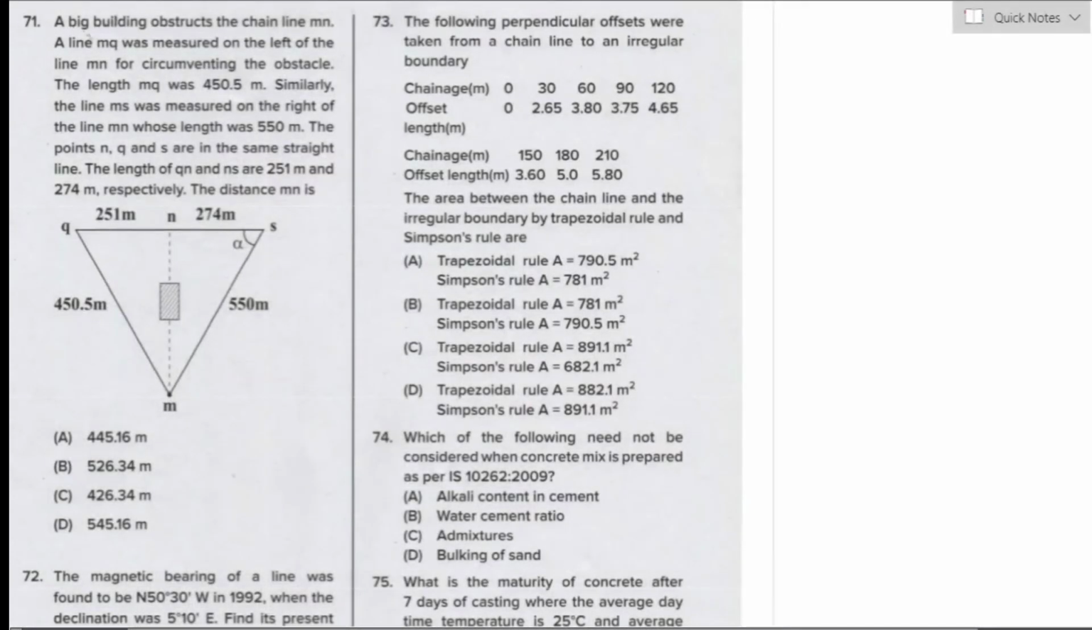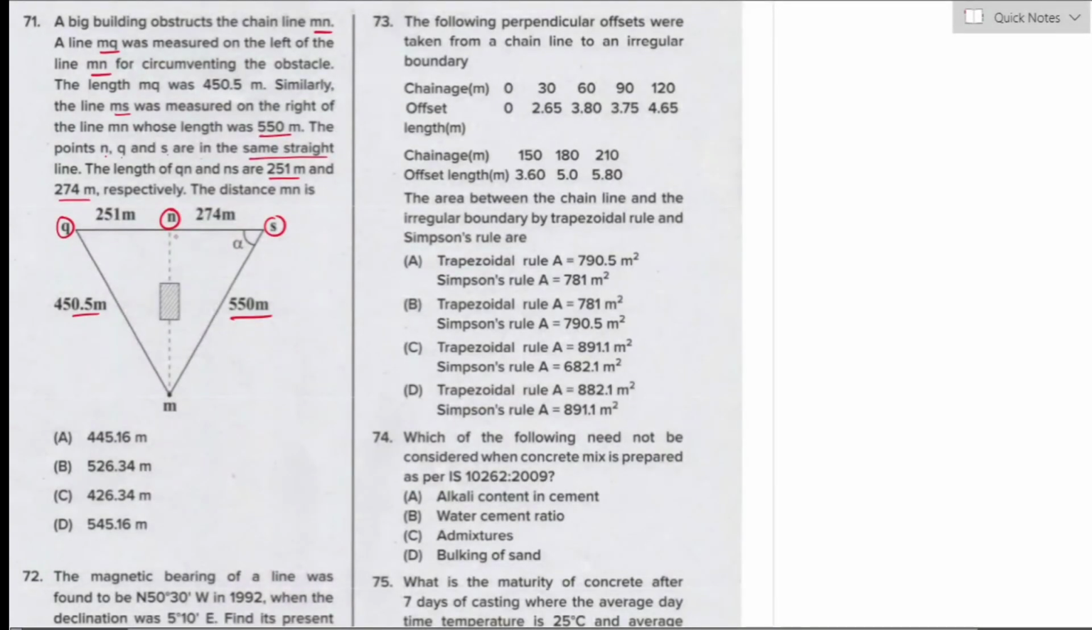Question number 71. A big building obstructs the chain line MN. A line MQ was measured on the left side of the line MN. For circumventing the obstacle, the length MQ was 450.5 meter. Similarly, the line MS was measured on the right side of the line MN, whose length was 550 meter. The points N, Q and S are in the same straight line. The lengths of QN and NS are 251 meter and 274 meter respectively.